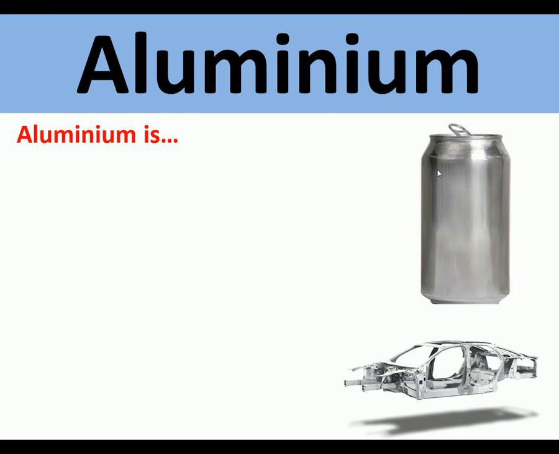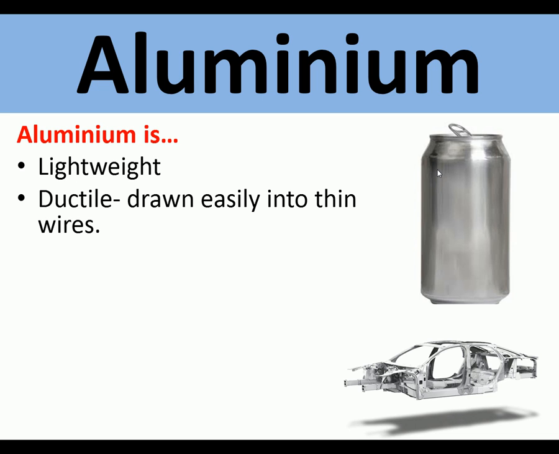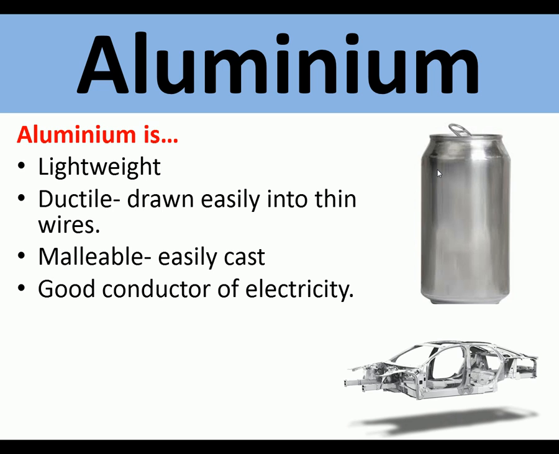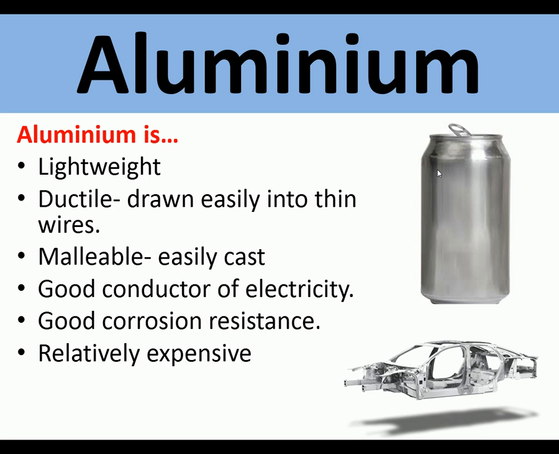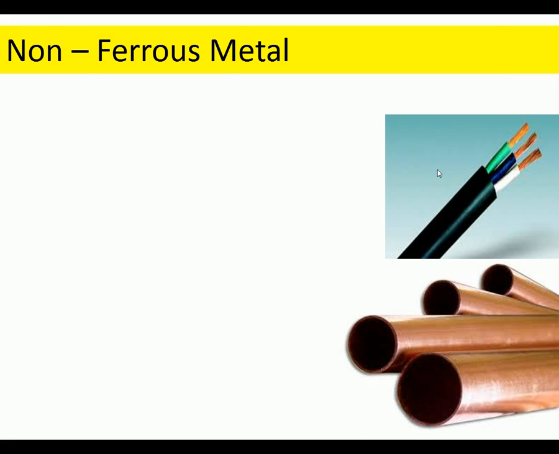Aluminium. Aluminium is lightweight. It is ductile, which means it's easily drawn into thin wires or formed into shape. It's malleable. It's also easily cast, and it is a good conductor of electricity. It has good corrosion resistance once an initial corrosion oxide coat is formed. It is relatively expensive compared to mild steel, but it is easily and widely recycled.